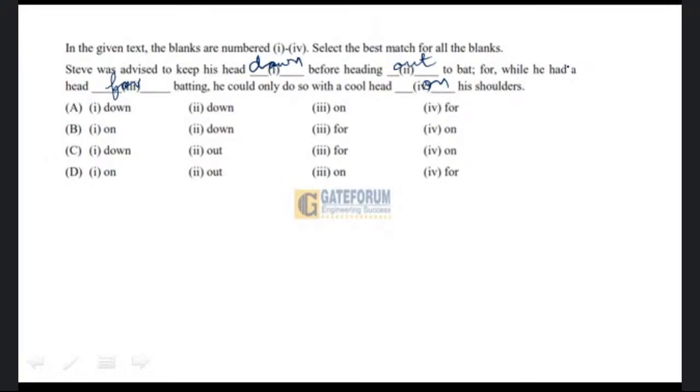I think this is the right one. Let us see if the options match. Down, out, for, on. Okay, this is down, no, down, down, on, no. Another down, down, out, this is the one. Option C is the correct one. Down, out, for, on.